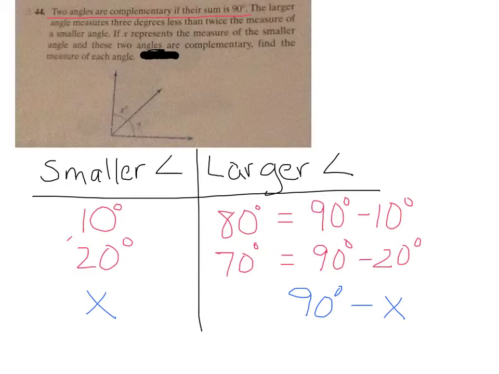So now, just from that one sentence, we've got two expressions. The x represents the smaller angle, and 90 minus x is going to be the bigger angle. Sound good? We've defined our variables.